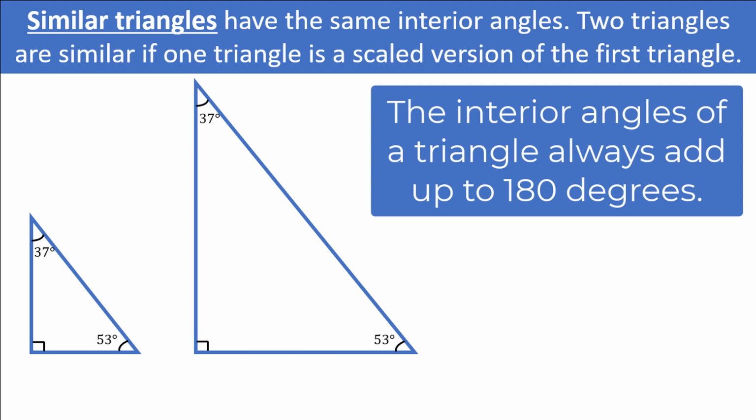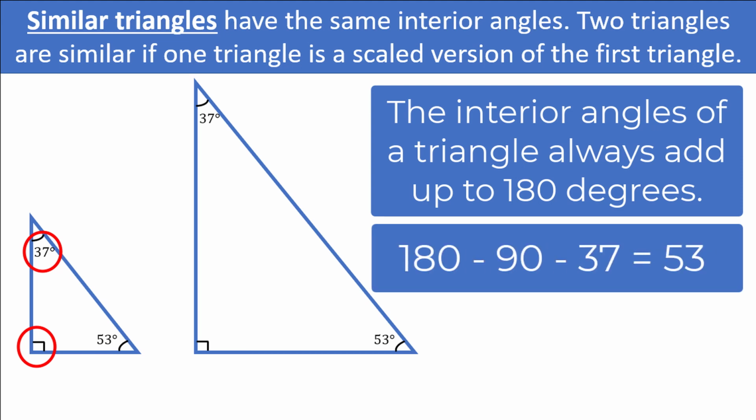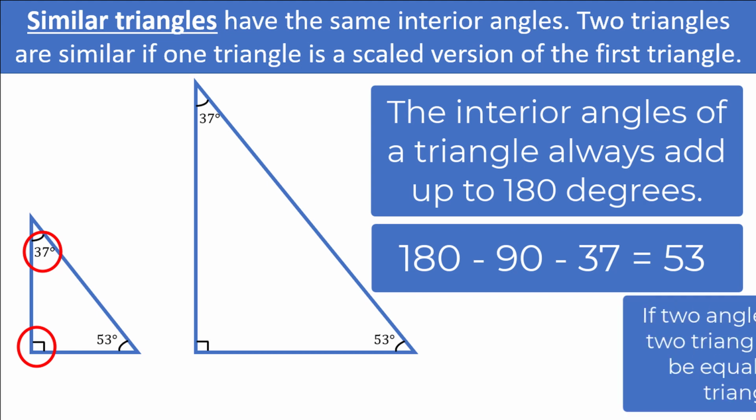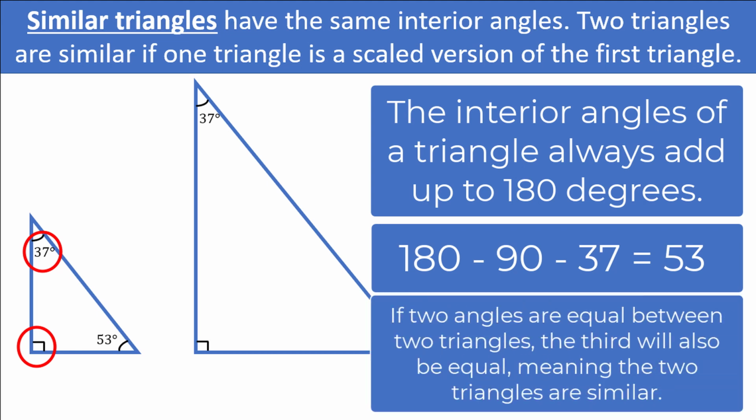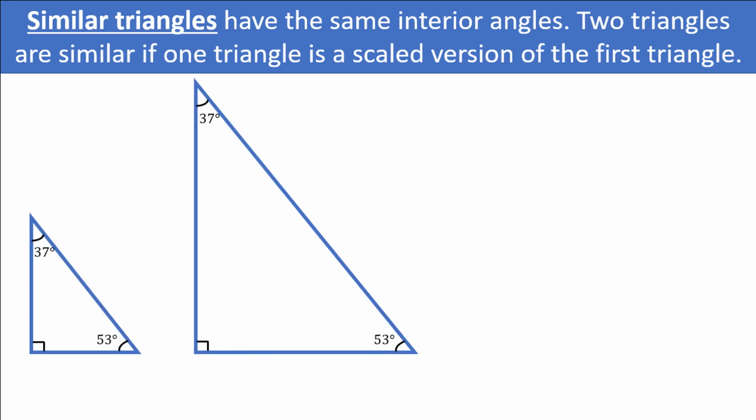For example, if I only knew these two angles, the right angle of 90 degrees and this angle of 37 degrees, I could solve for the third angle by taking 180 and subtracting 90 and 37 to get 53. If you know two angles, you can always solve for the third. So you really only need to know that two angles are equal to know that two triangles are similar, because if you know two angles, the third can always be calculated, and you would get the same answer for both triangles. Let's put some numbers on the side lengths of the smaller triangle.